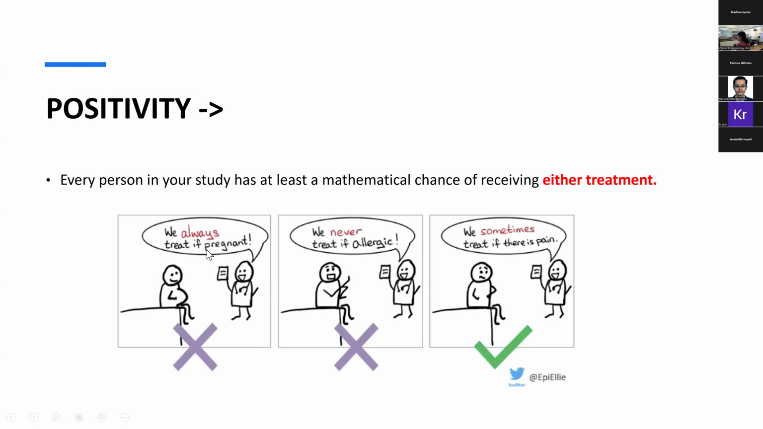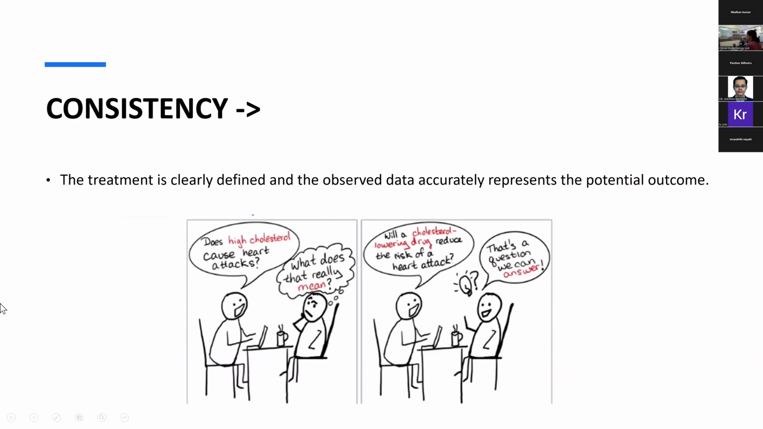Positivity means every person in your study has at least a mathematical chance of receiving the treatment or the intervention. For example, if there is a pregnant woman with sepsis, I cannot not treat. I cannot choose not to give antibiotics. Similarly, if somebody is allergic to a drug, I cannot give them the drug at all. They have zero chance of getting the drug. So the important thing to note here is when you have an RCT, both people are equally likely to get either treatment.